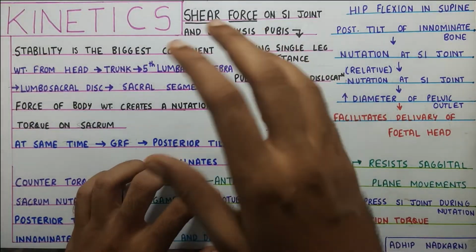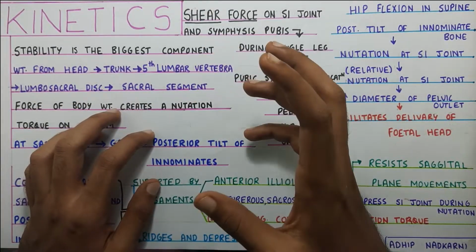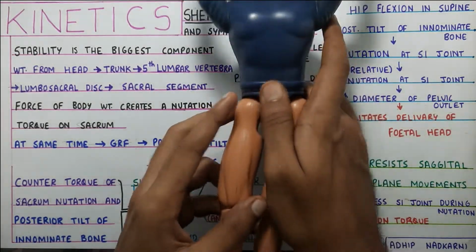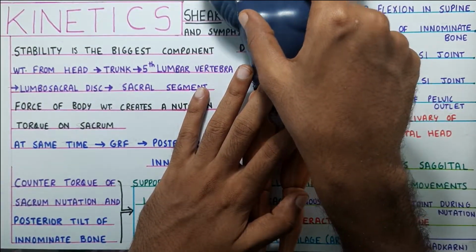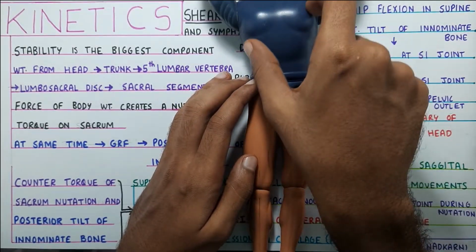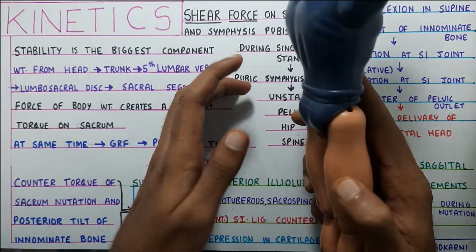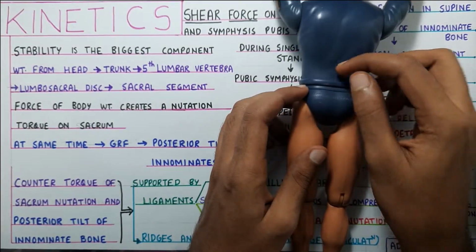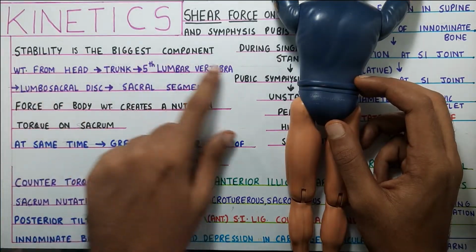Now moving on to the torque, okay? Stability is the biggest component in the SI joint, and if you talk about the forces, the weight from the head comes down the trunk because of gravity. It comes down to the trunk, and then from there it goes to the lumbar spine, the lumbar vertebrae over here in this region, then the lumbosacral disc, and then the sacral segment. It reaches the sacral segment, so that I have mentioned over here.